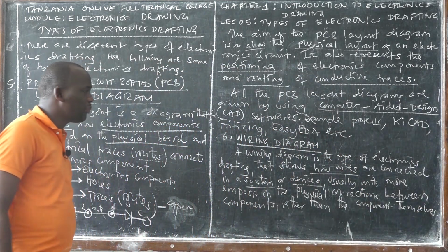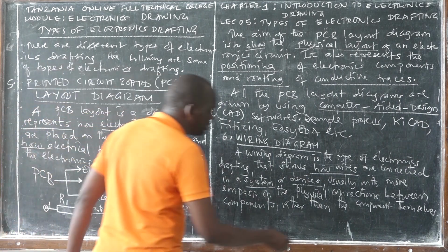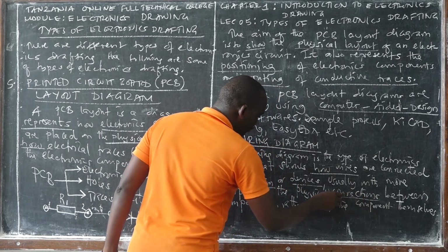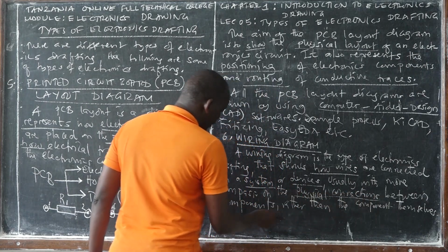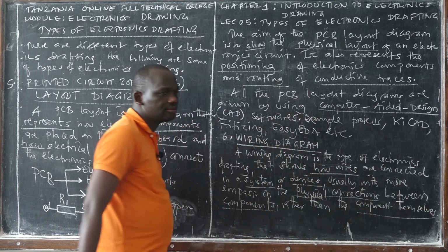So this is the simple definition of a wiring diagram. This is the type of electronics drafting that also focuses on the physical construction or physical layout of the system and shows how wires are connected in a system or devices. Usually it puts more emphasis on the physical connection of the components rather than the components themselves.